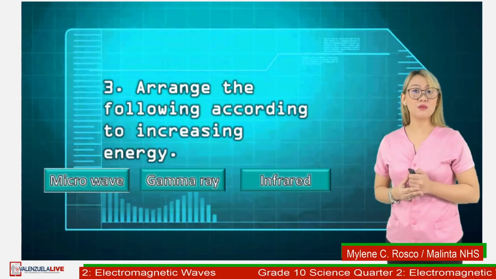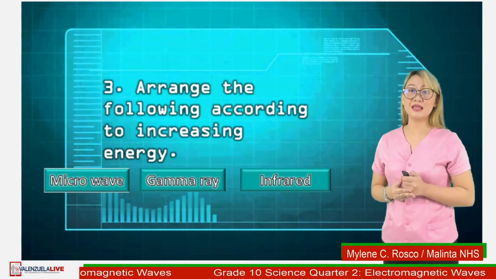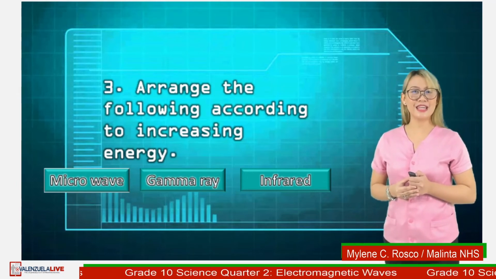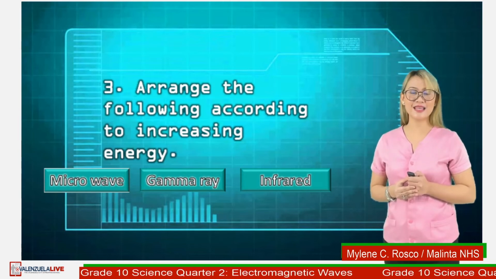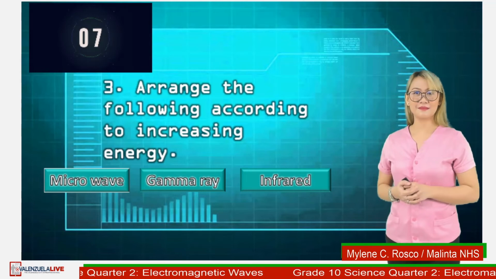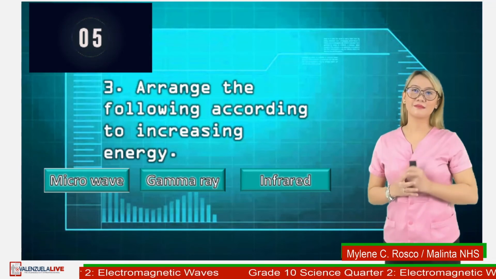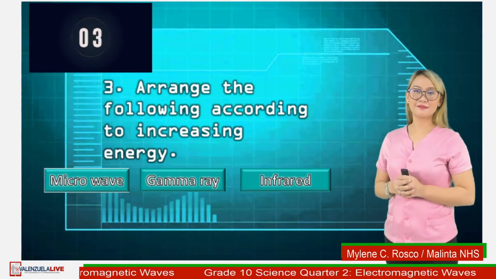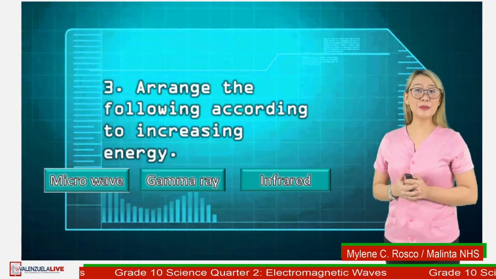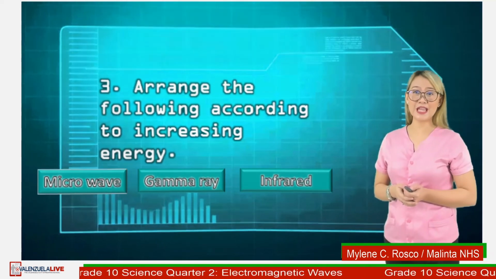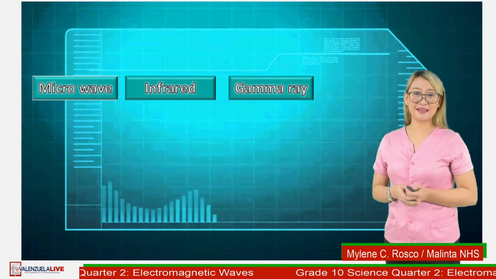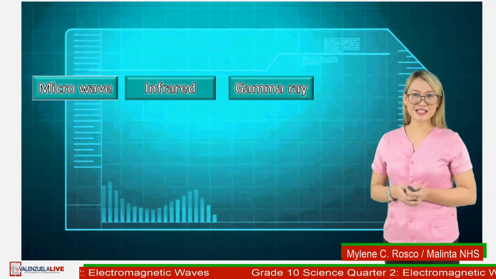Arrange the following according to increasing energy: microwave, gamma ray, infrared. 10 seconds, go. All right, time is up. The correct order is microwave, infrared, and gamma ray. Next question.